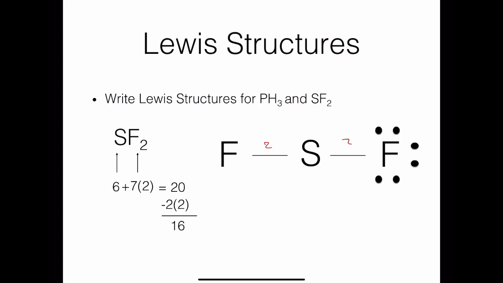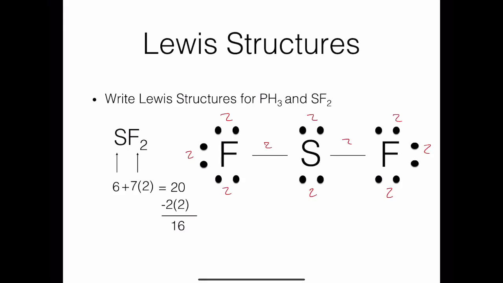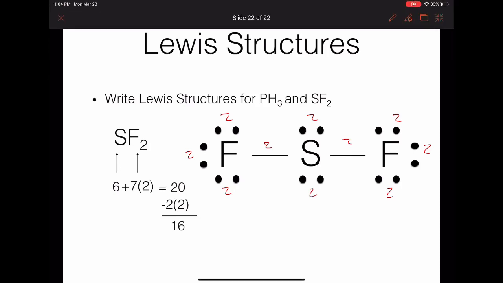Let's start by filling the octets of the outer elements first. So this is 2, 4, 6, 8, 10, 12. And we have 2 more, 14, 16. We used all of our 16 electrons. We've made a complete Lewis structure for this compound, and it's going to look like this.